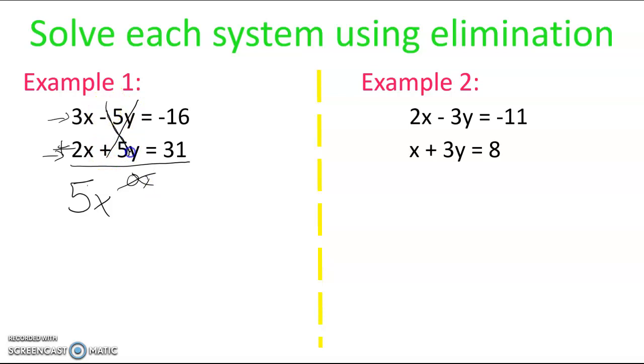So I'm adding my equations together. I add my 3 and my 2 to get 5x. I add the negative 5y and the positive 5y to get 0y, canceling them out. Then I bring down my equal sign, and I add together my negative 16 and my 31. Negative 16 plus 31 gets me positive 15. From there, we should know how to solve for x. 5x is equal to 15. Divide by 5 on both sides, and we get that x is equal to 3.